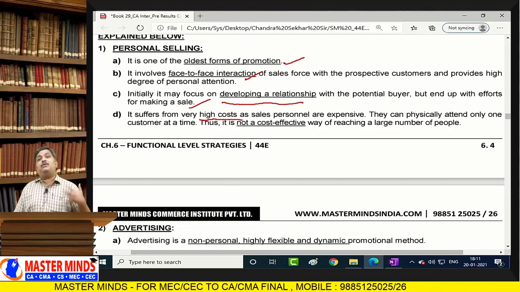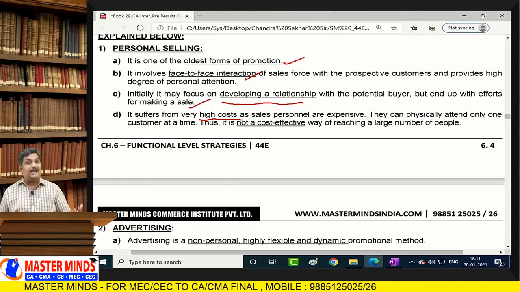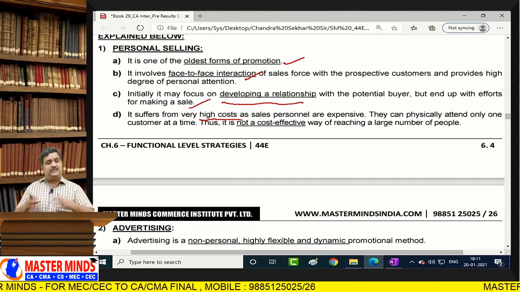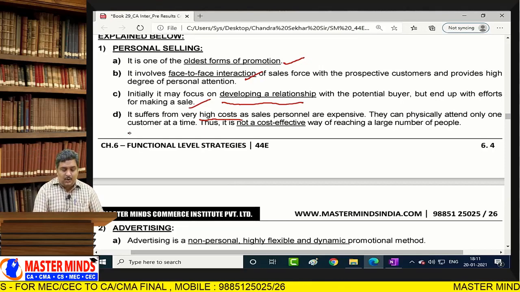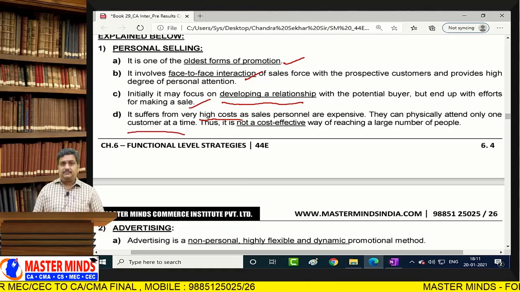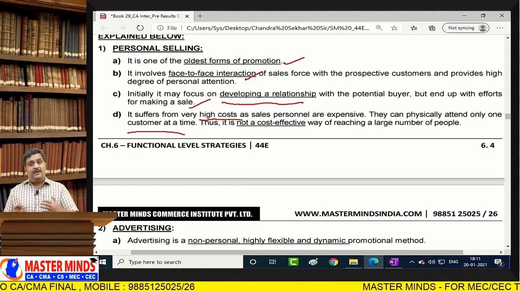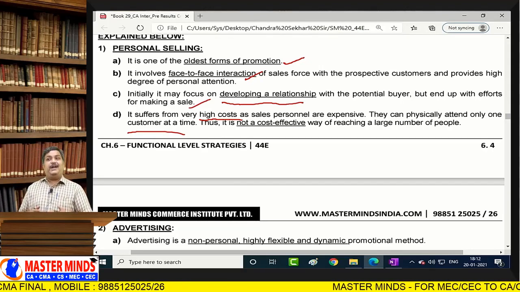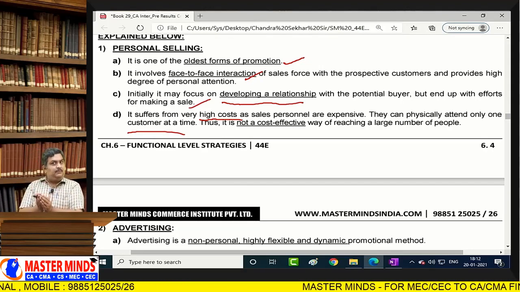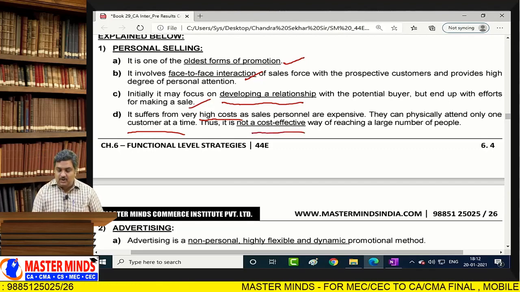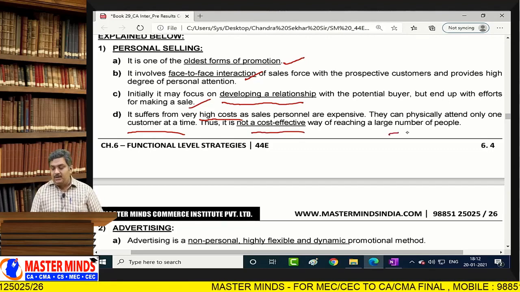And the more salespeople you appoint, the more salaries you have to pay them. Because the biggest drawback is that a salesperson can physically attend only one customer at a time. You cannot attend more than one customer at a time. Even if your salesperson may address a small group, for that also there is a limitation. And this is not a cost-effective way of reaching a large number of people.